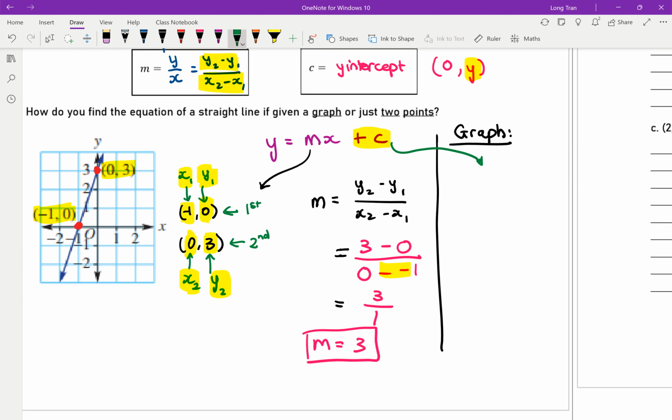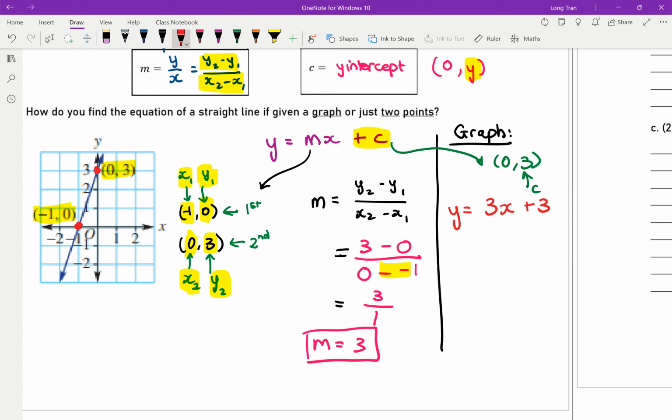So I'm going to write here from the graph. I know that (0, 3), this is my c. Okay, so together, what's my equation? It was y equals... I found m, which was 3. That was 3x. And c, we just now figured out was 3. This is the equation if you had a graph and you could see the y-intercept.